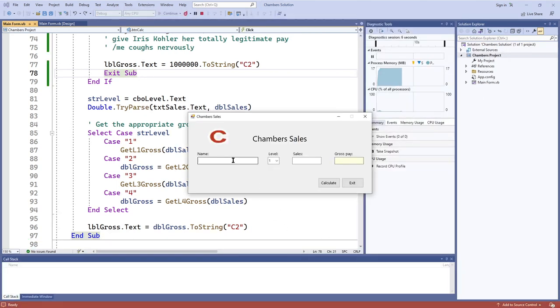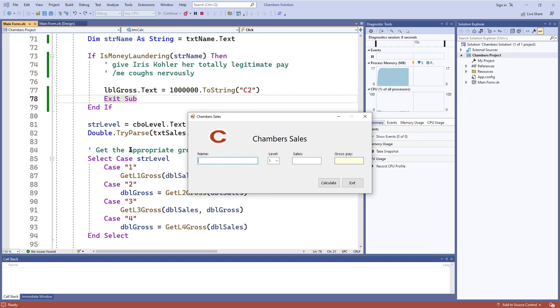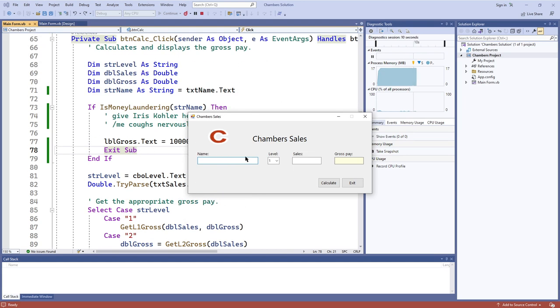All right, so I have the application up. I have money laundering mode on. I type my name. Yeah, $1 in sales. I was really putting in the effort this period. And look at that. It paid off. Fair pay for hard work, don't you think?